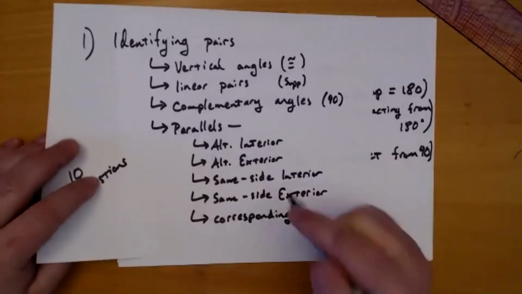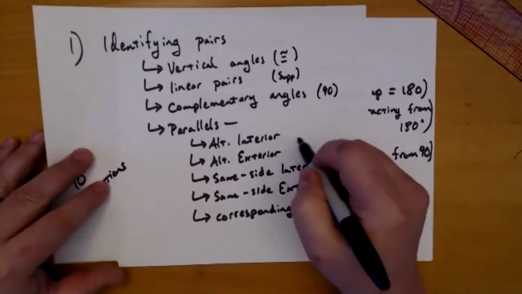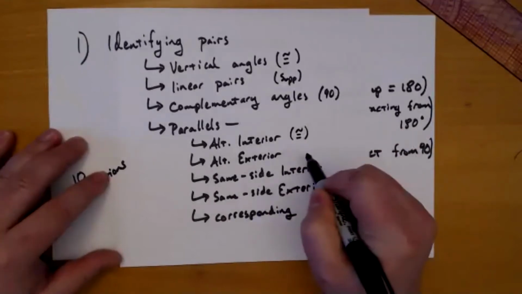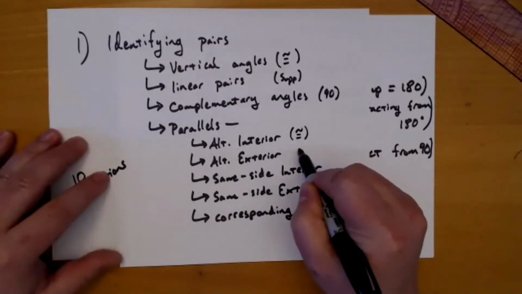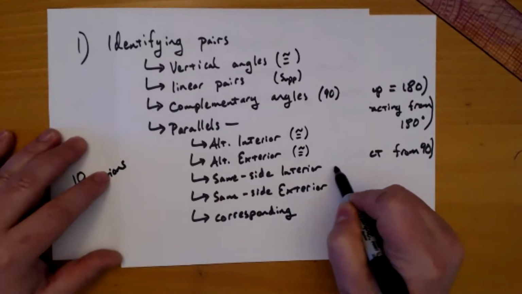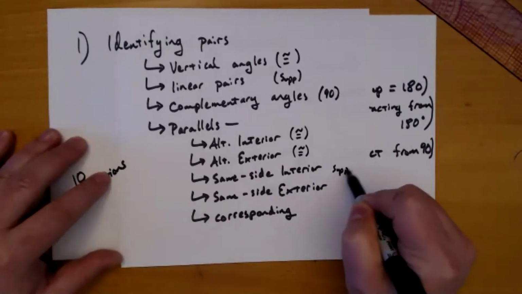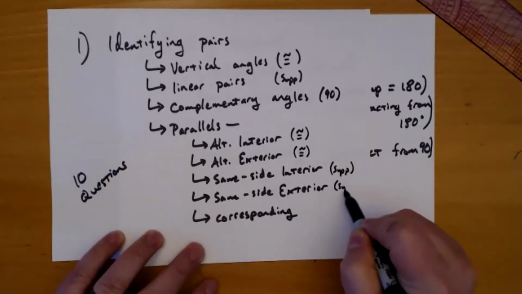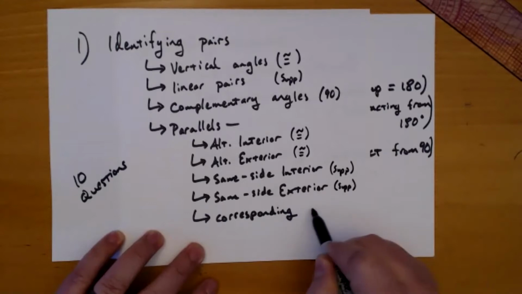And then alternate interior in all of these. Alternate interiors, those are congruent. Alternate exterior, these are congruent. Same side interior, these are supplementary. Same side exterior, supplementary. And corresponding are congruent.